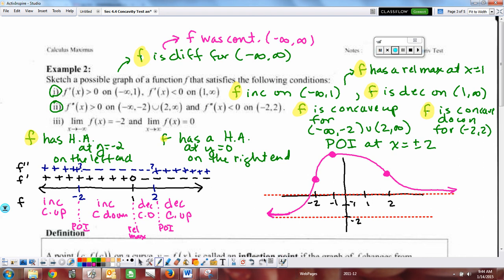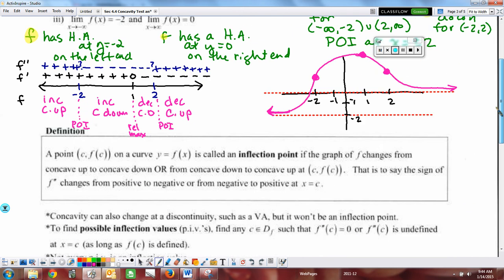Oh, good thing I checked my work there. I'll fix that. Where was my relative max? My relative max was at 1, not at -1. Read my graph well. So come back over here and then over here. So that fixes the problem I have there. Good thing we all have erasers. And so this graph satisfies all the requirements that we had.